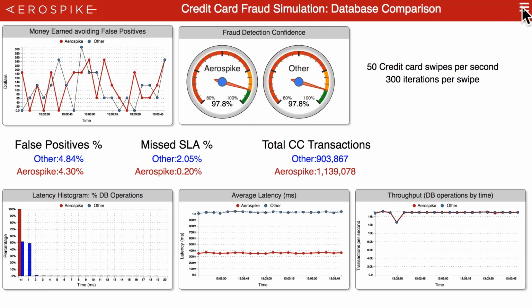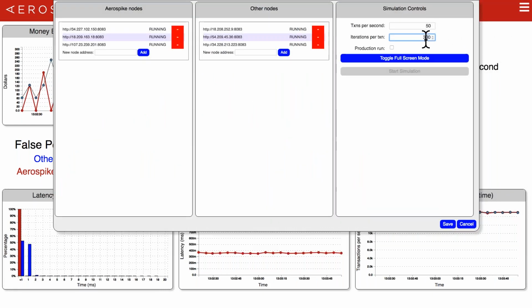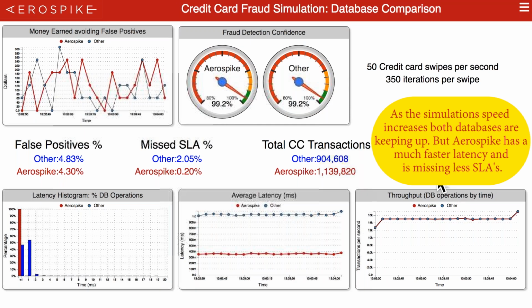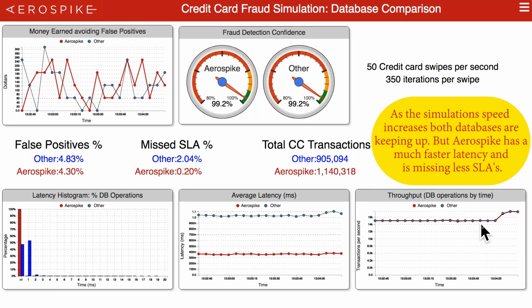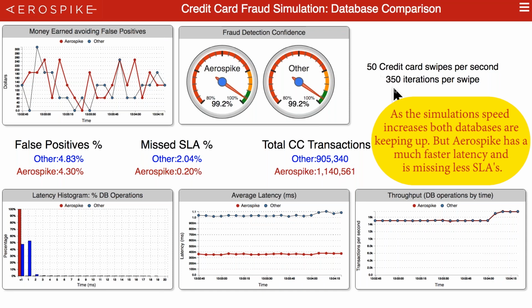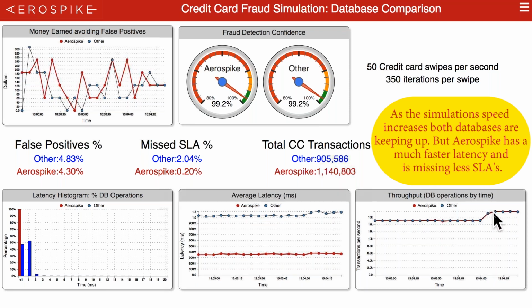Now we want to increase our confidence factor, so we want our fraud detection algorithm to be a little better. As we see, now we have 50 credit card swipes per second, 350 iterations per swipe. We can see our confidence factor went up to about 99% or a little more, and we can see the corresponding throughput go up. As those two numbers get multiplied together, we can see what the total desired throughput should be. So let's crank it up a little more.